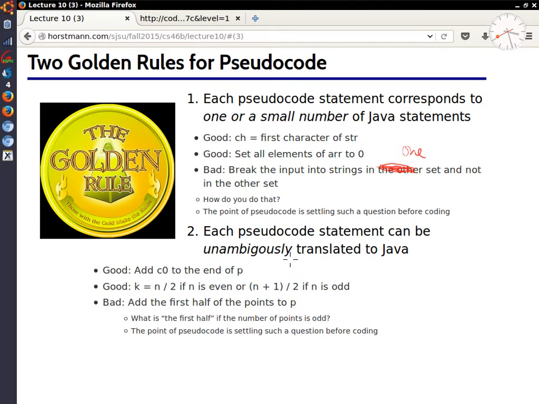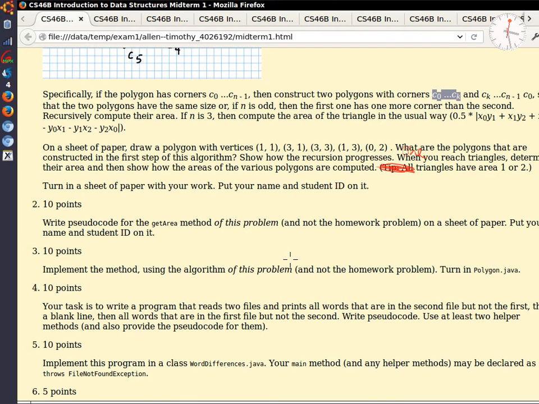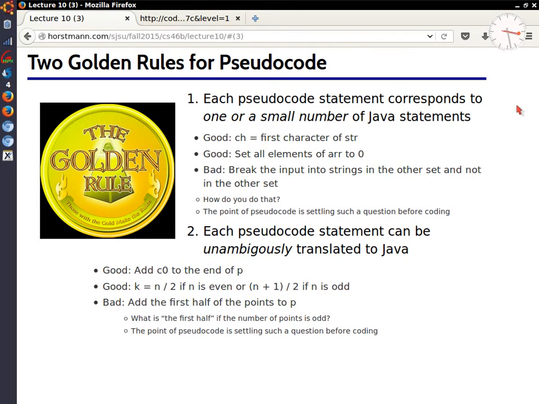Add the first half of the points to P. What's bad about it? You don't know what the first half is. You can only say what the first half is if the number of points is even, right? Then the first half is unambiguous. If the number of points is odd, there is an ambiguity. And from the problem statement, it's clear that there was this ambiguous situation, because the problem statement made a big deal of what to do when n was odd. So if at that point you say add the first half, then you're omitting an essential decision from the pseudocode. The pseudocode is not unambiguous.